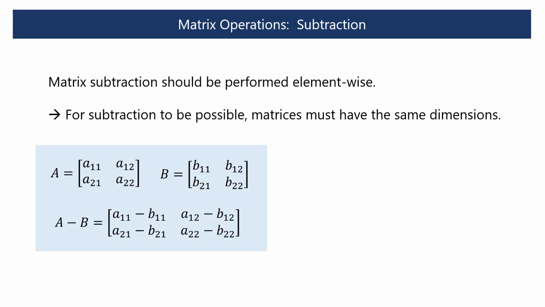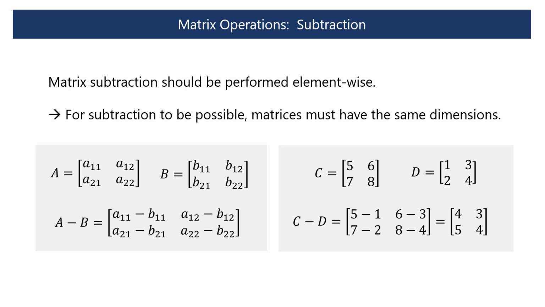For instance, if we have two 2 by 2 matrices, A and B, the difference A minus B is a new 2 by 2 matrix, where each element is the difference between the corresponding elements in A and B. For example, suppose we have the matrices C and D consisting of these elements. If we subtract matrix D from matrix C, we can obtain this matrix.